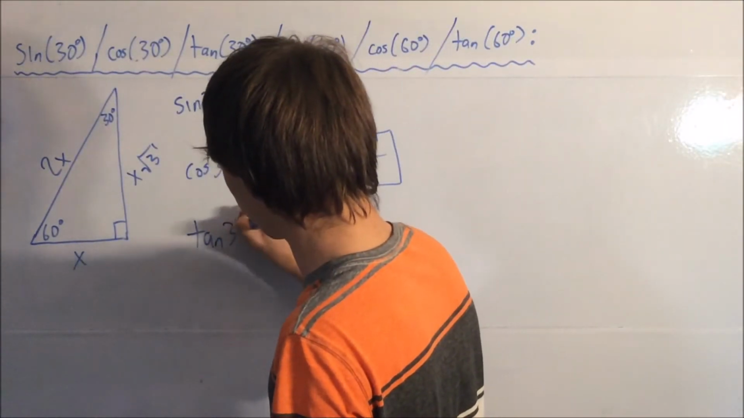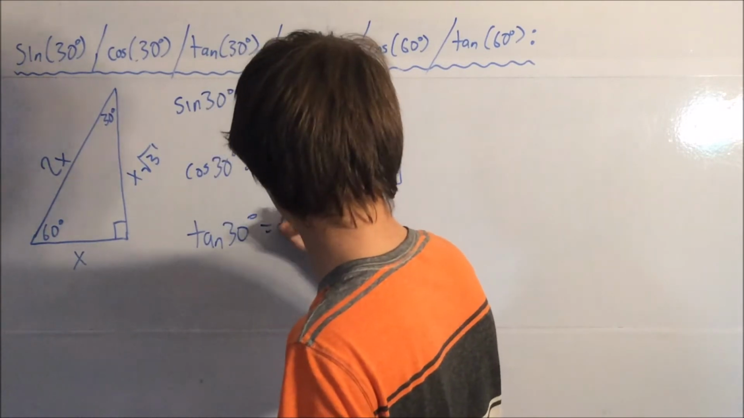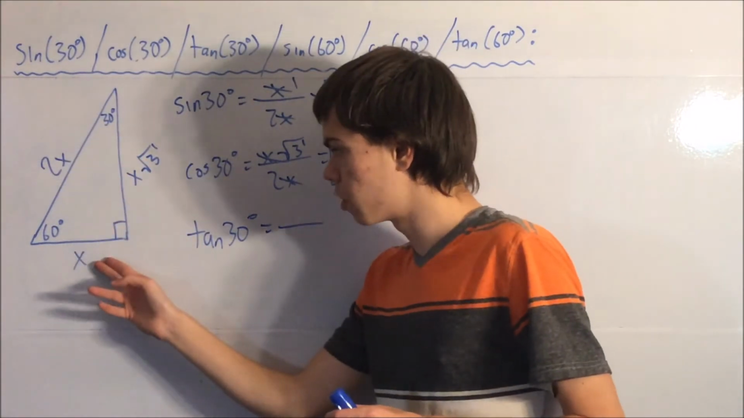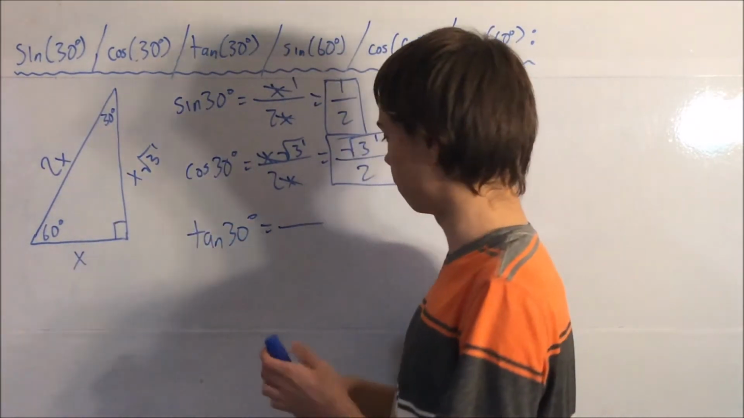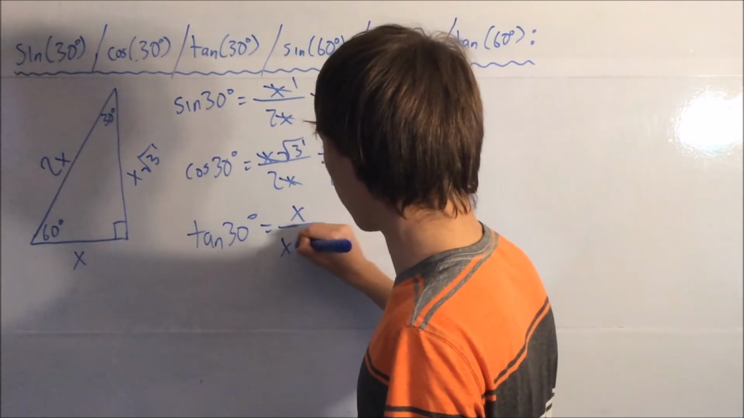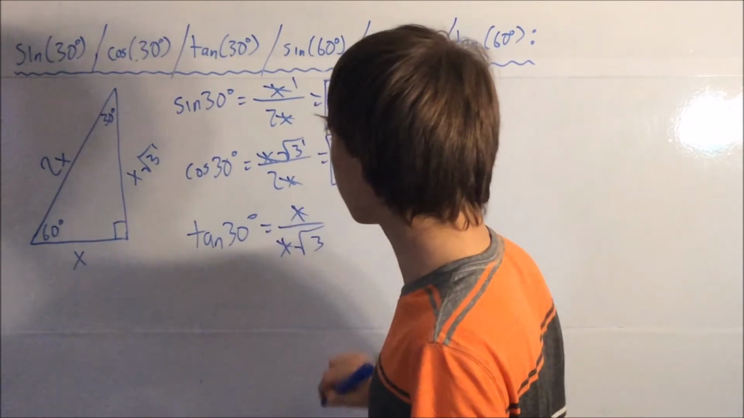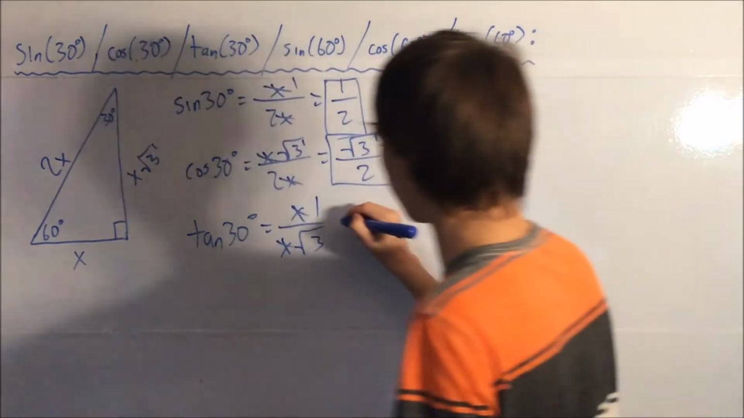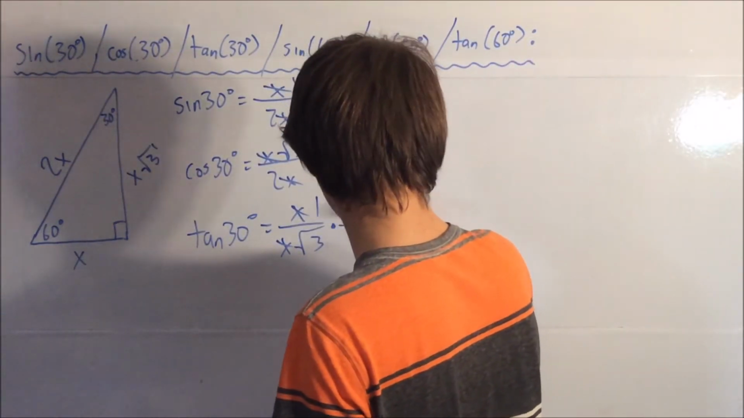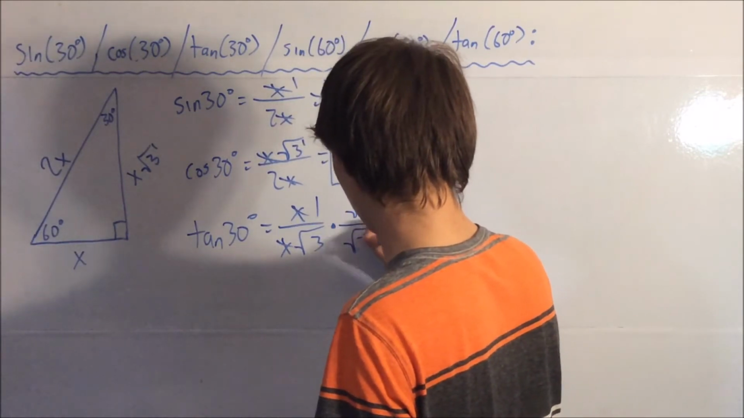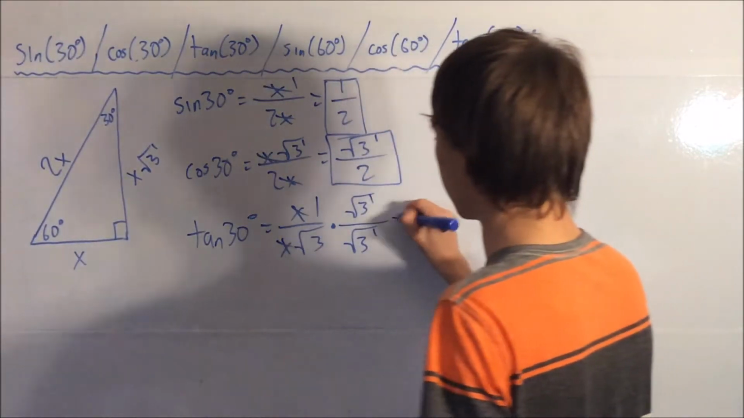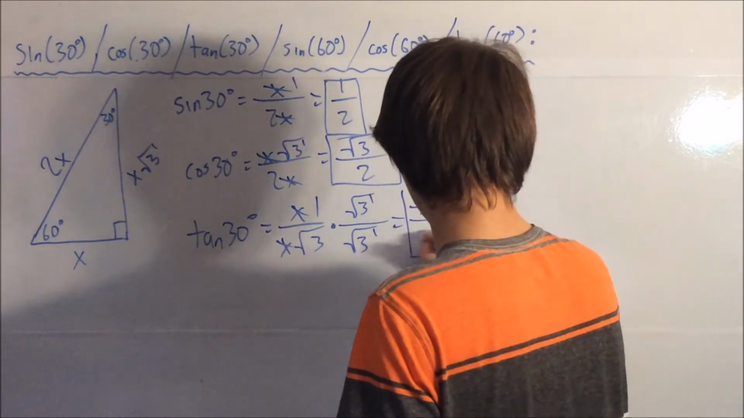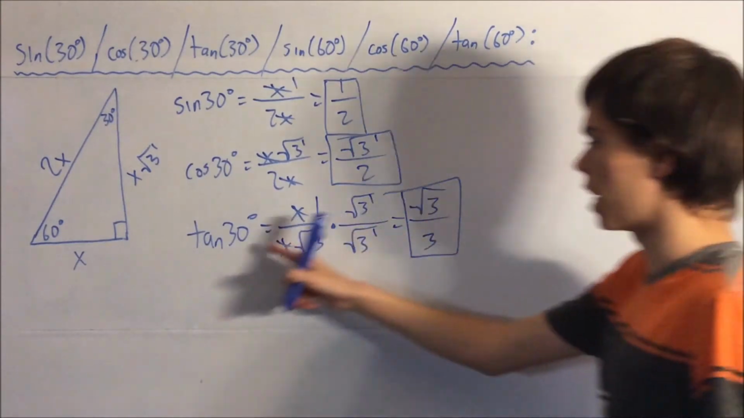Alright, next let's do tan of 30 degrees. Now, tan of 30 degrees, focusing on 30 degrees, is just x over x radical 3. Now the x's cancel out, and we're left with 1 over radical 3. But we still have to rationalize, so that's what we're going to do. When we do that, we get radical 3 over 3. So this is what we get for tangent of 30 degrees.